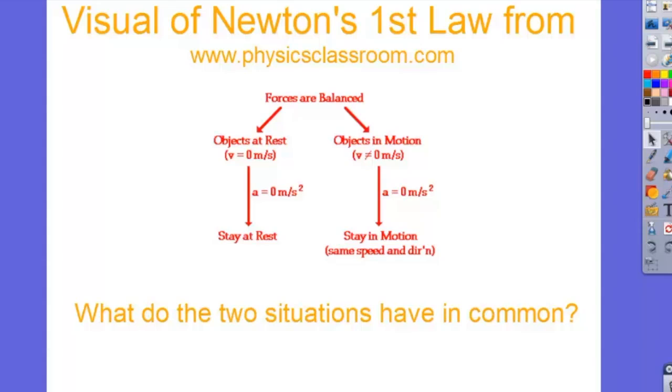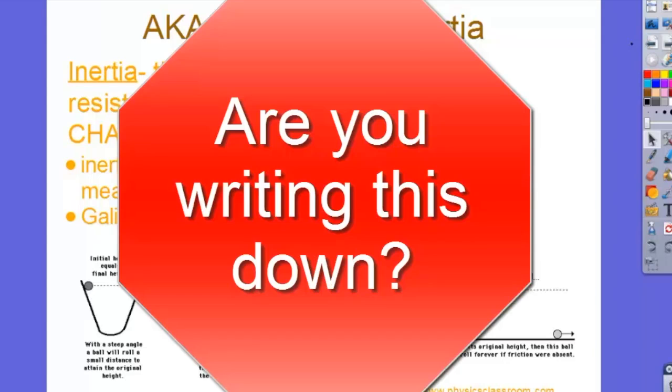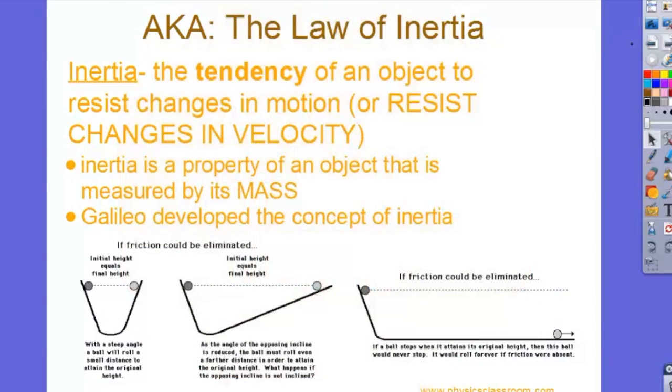Newton's first law is also known as the law of inertia. And inertia is the tendency of an object to resist changes in motion or resist changes in velocity. That's another way to say the same thing. It is very important that you understand that inertia is not a force. I'm going to say that again so you write it down. Inertia is not a force. It is just a tendency of an object to resist changes in its motion. And it is measured by one thing, and that is mass. So if you have two identical objects in size and shape, but one has a greater mass, it's going to have a greater inertia.